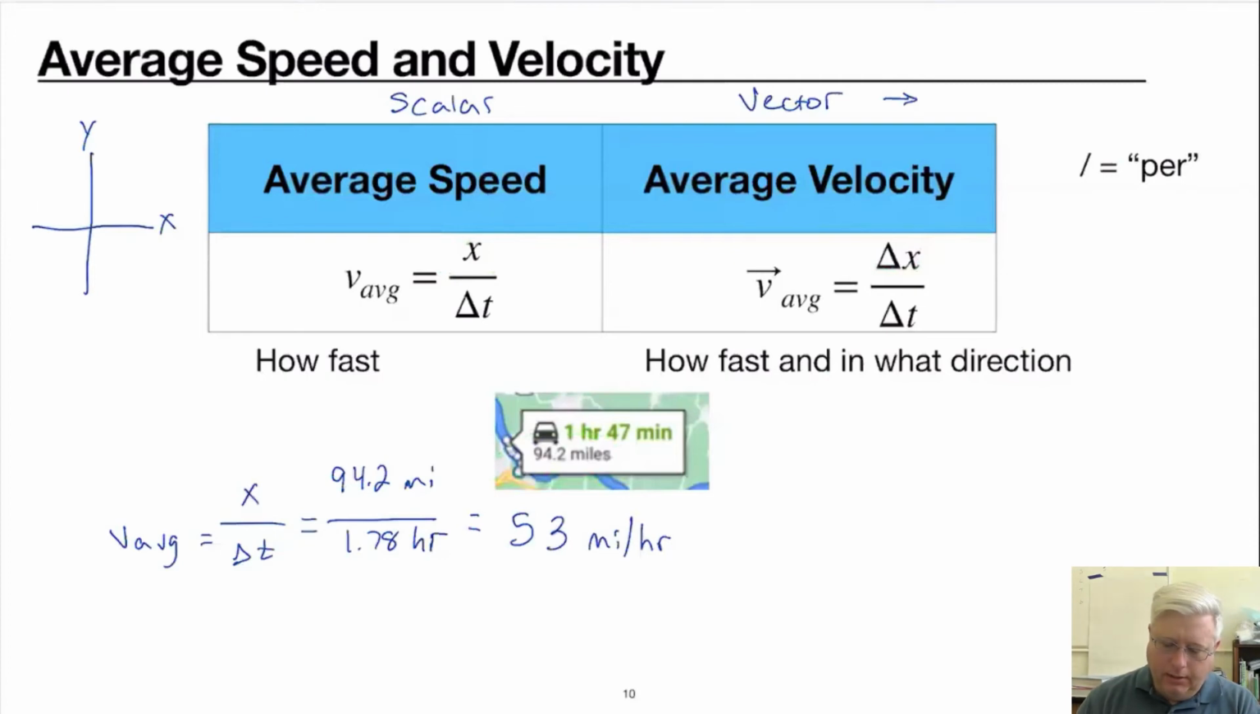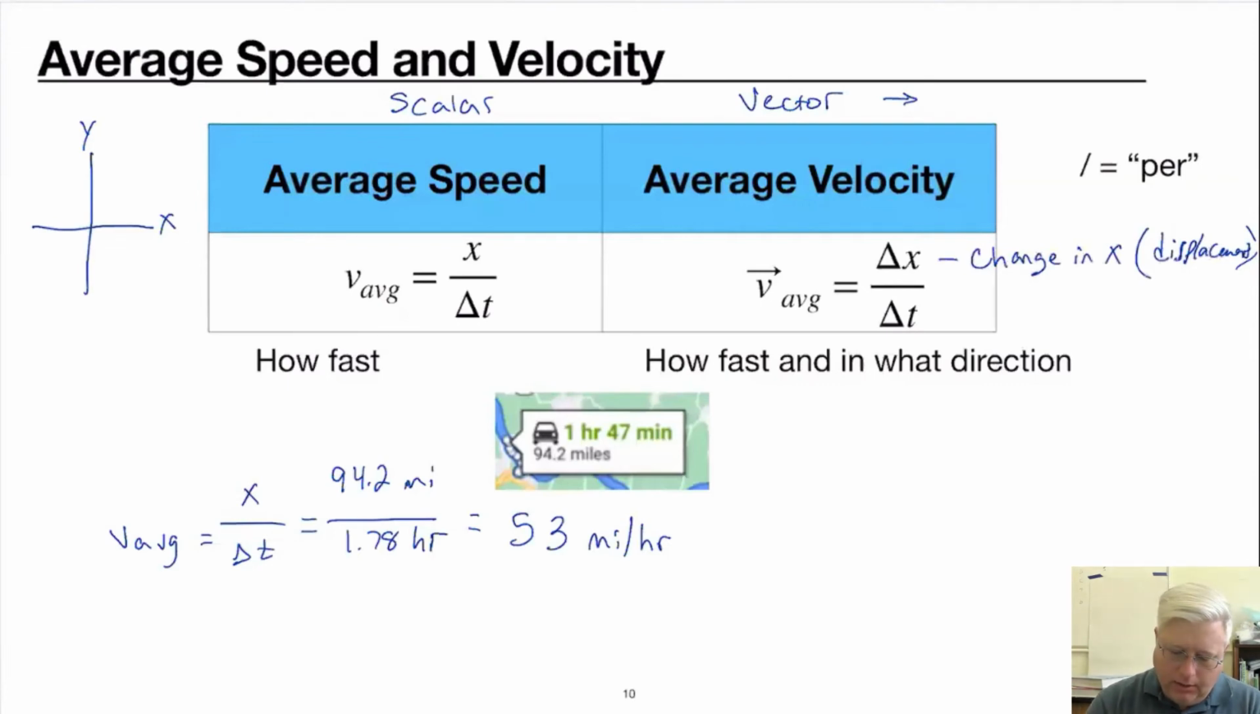But velocity is a vector quantity. Velocity is not distance traveled in a certain time interval, it's displacement. So you could read this as change in x, or we could call it displacement. It's the distance from where you started to where you ended up, just a straight line, the shortest possible route.